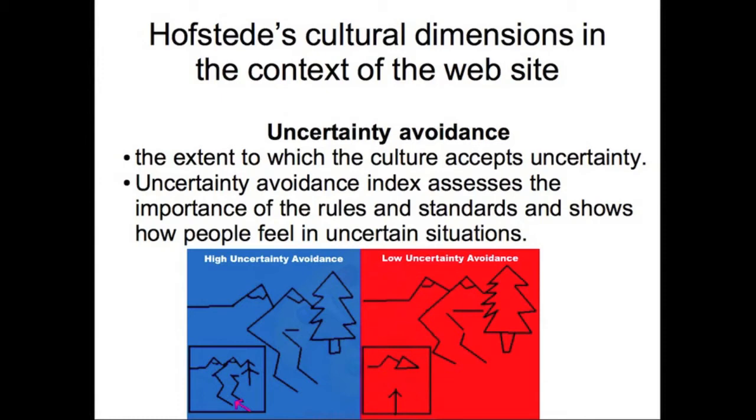Dominant elements in cultures with a low uncertainty avoidance level are a comprehensive set of content and options to choose from, less controlled navigation, for example usage of links to external sources, and colors, fonts and sound codes used to highlight the information.